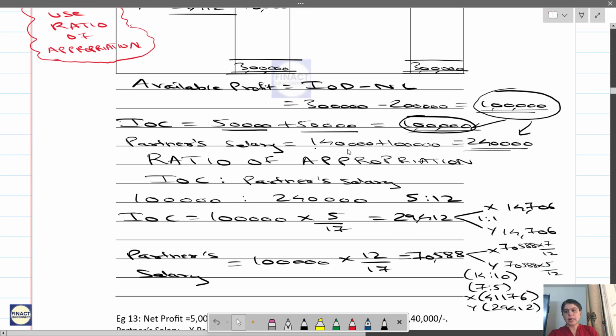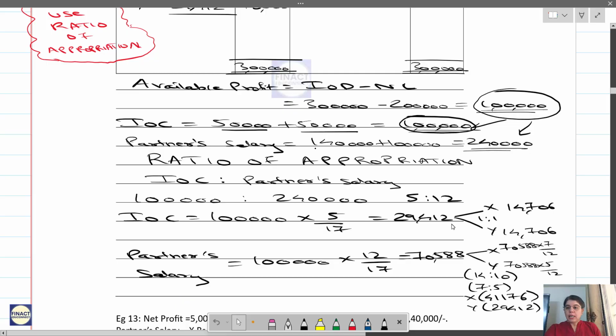Okay, so this was 1 lakh is to 2,40,000, so that came to 5 is to 12. Then using this ratio, we have distributed this 1 lakh between interest on capital and partner's salary, and then again use the same logic.